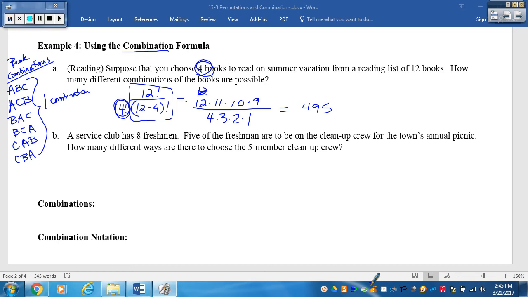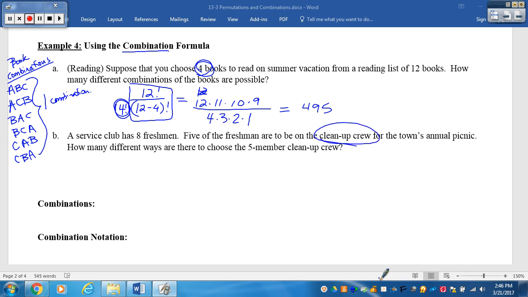All right, so let's take a look at letter B. Service Club has 8 freshmen. 5 of the freshmen are to be on cleanup crew for the town's annual picnic. How many different ways are there to choose a 5-member cleanup crew? Now I did make a little note here. Since all the members have the same title, order does not matter. All of them are under the cleanup crew title.